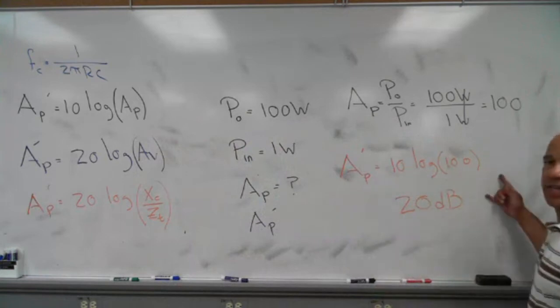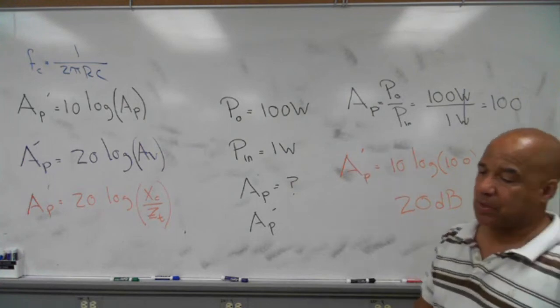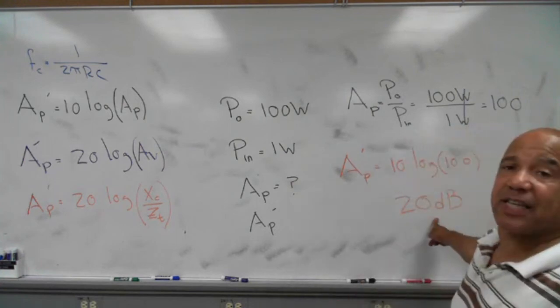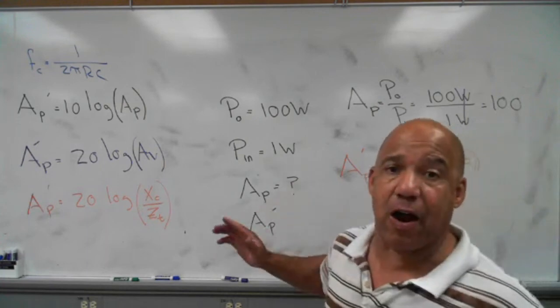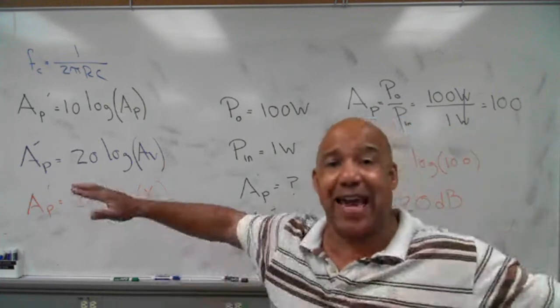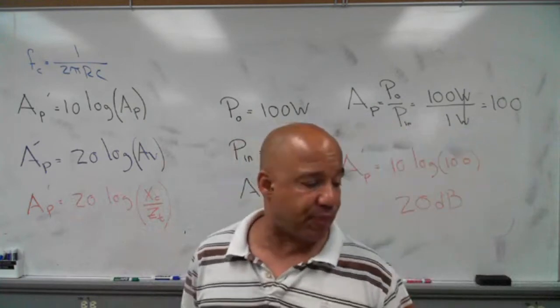So everybody see that? That's an easy problem to do. If I gave you that on the quiz, you can do that all night. Nothing hard about that one. Let's read the next one. So notice I have positive dB. This was an amplifier I dealt with. The amplifier has gain, so I'm going to have a positive dB. But let's look at the next problem.